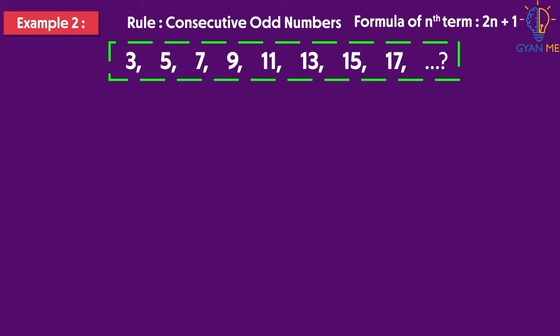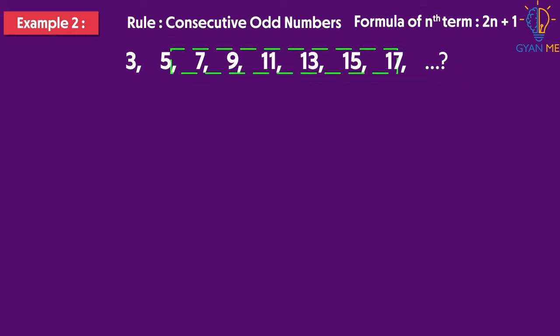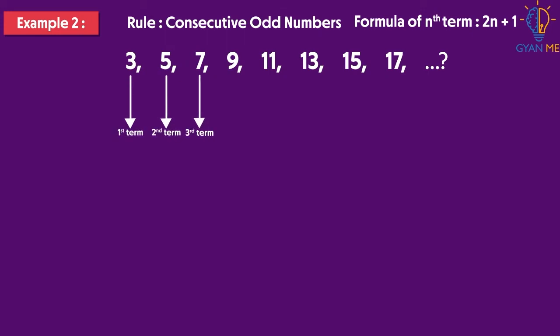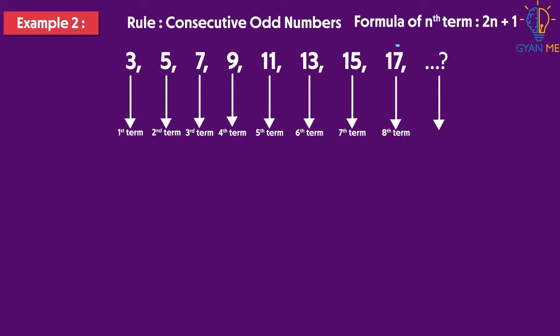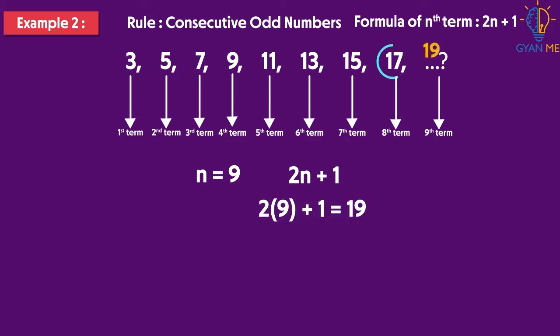So if I ask you what will be the term after 17 here, the method remains the same for this as well. First count the number of the term we want to find, that is, find n. Say here we want the term after 17, which is the 8th term of the sequence, and so we want to find the 9th term. Thus substitute n in the formula and we get 19. Thus the term after 17 will be 19.